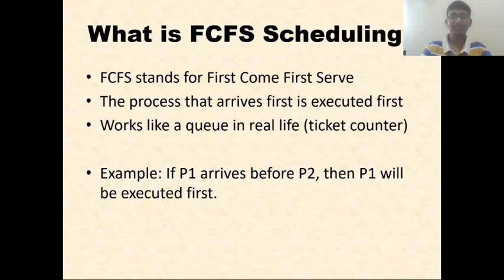We can see this FCFS in real life in a ticket counter in a queue line system. Whoever the persons come first will take the ticket and go away, followed by the next person. In the same way, that concept is applied here for the number of processes. Example, if process P1 arrives before process P2, then P1 will be executed first.